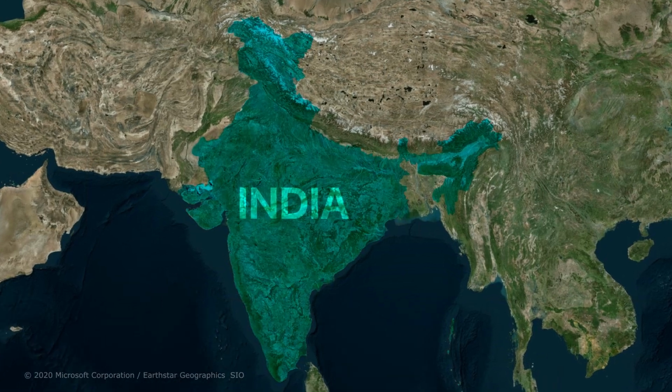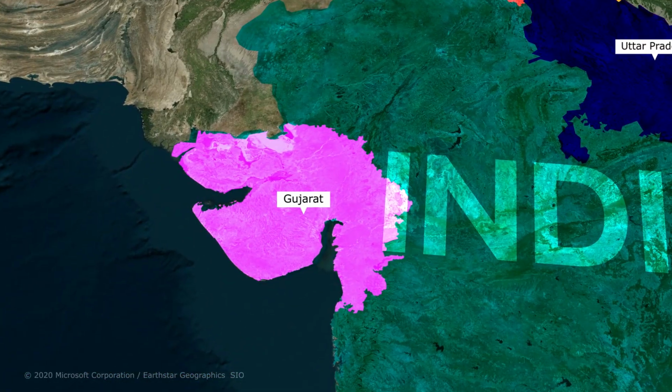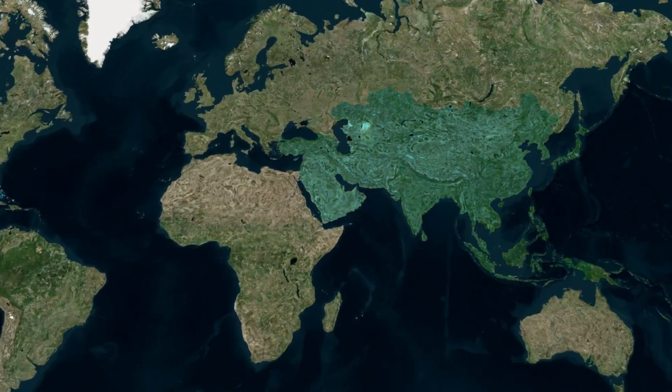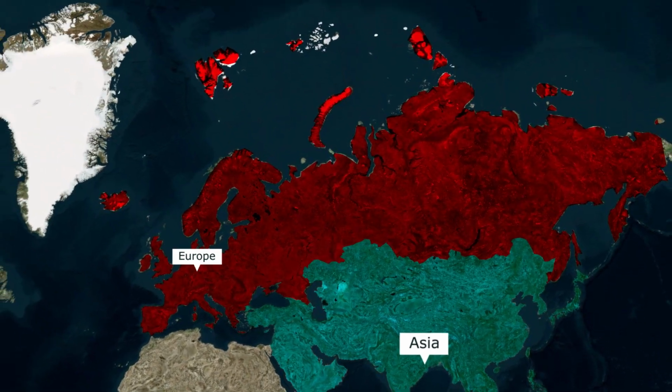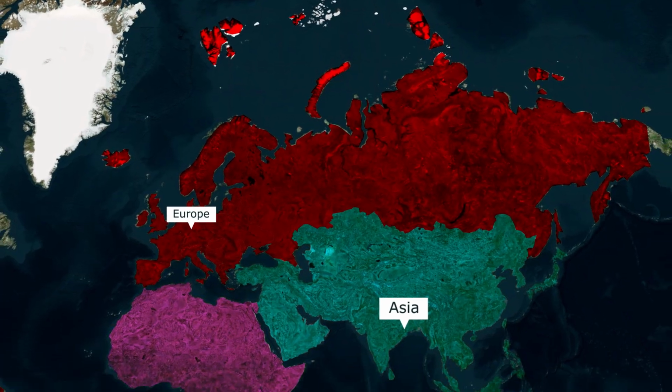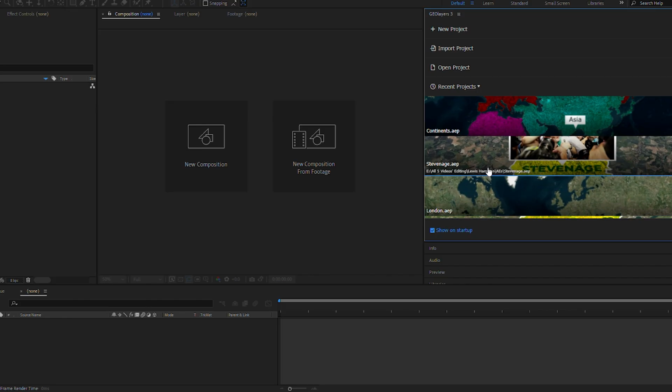You've probably seen map animations for countries and cities, but what if you need to animate an entire continent? In this video, I'll show you how to create clean, accurate continent map animations in After Effects. First of all, you need to have a plugin called GeoLayers3 installed.